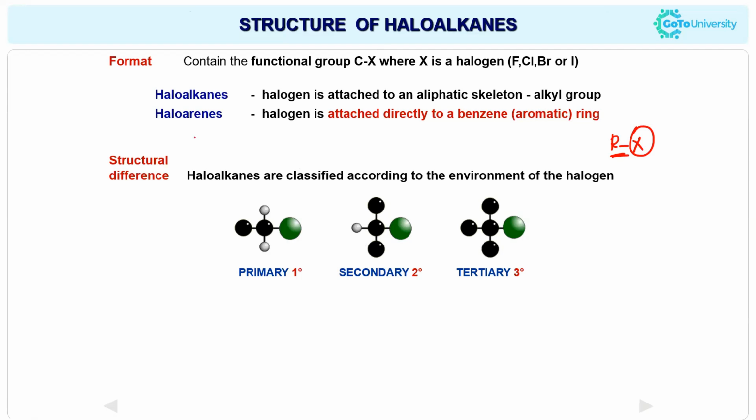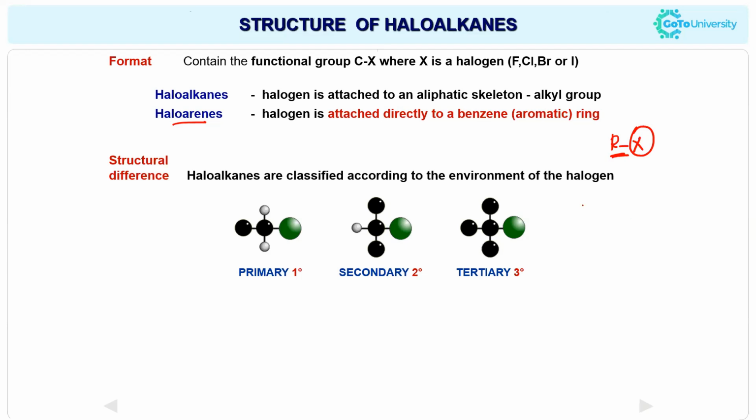Now coming to the haloarenes, arenes means aromatic compounds. Haloarenes means we are replacing the hydrogen from an aromatic compound by a halogen. Then you will get haloarenes. So both haloalkanes and haloarenes are derivatives of hydrocarbons, produced by replacing hydrogen atoms of the hydrocarbon with halogen atoms.